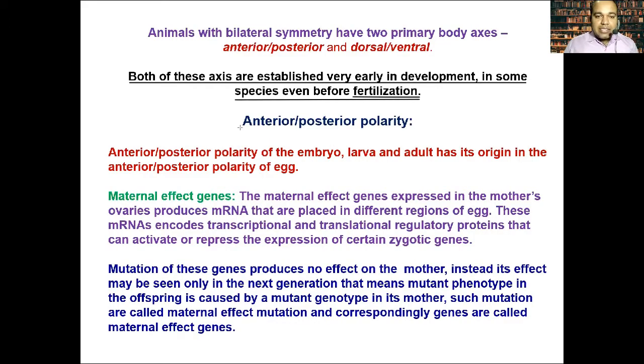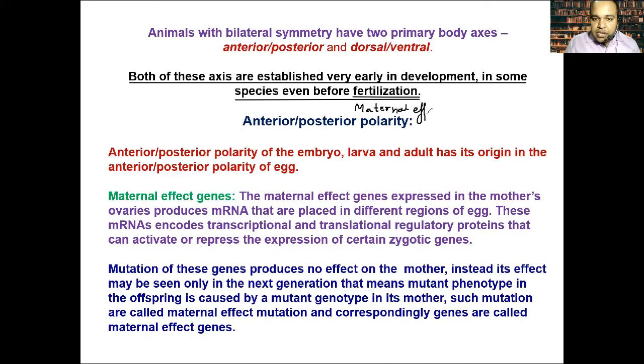Now there is the axis that is present, one is referred to as the anterior axis and the posterior polarity. The anterior and the posterior polarity of the Drosophila is determined even before fertilization with a specific type of genes which are referred to as maternal effect genes. Those genes are referred to as maternal effect genes. What are those genes? Those genes are called maternal effect genes.